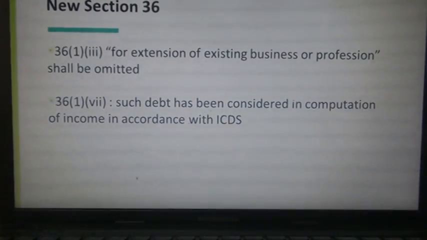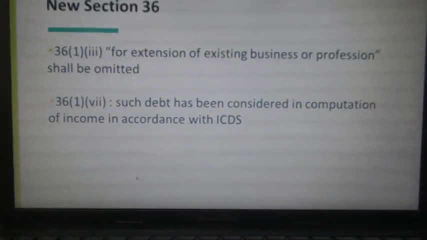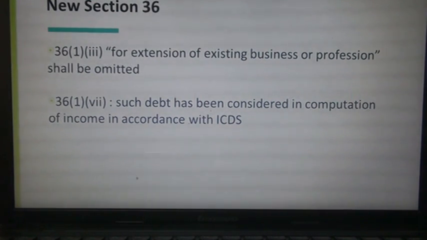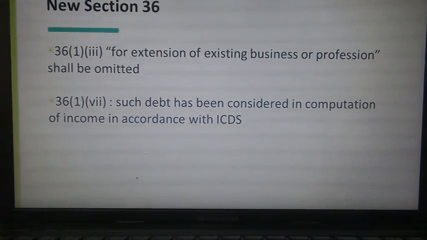Next in the line of amendments for Chapter 4D is for section 36(1)(iii) and 36(1)(vii). I would say both these amendments are just taking into account the fact that ICDS, that is Income Computation and Disclosure Standards, have been notified. So for computing business income, wherever these subsections used to refer to the manner as has been prescribed, now the text of the ICDS has been included.